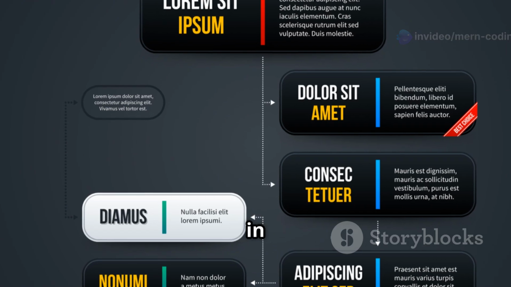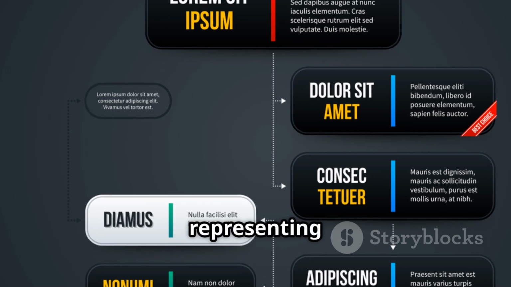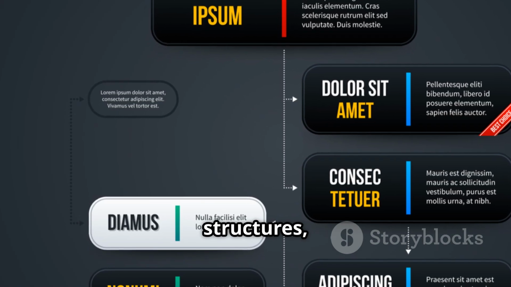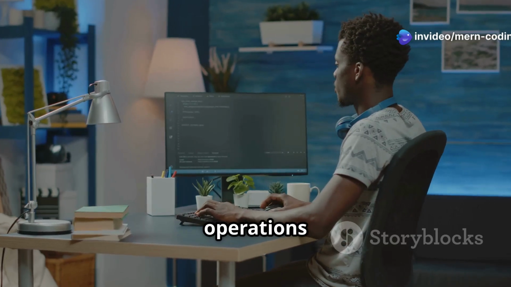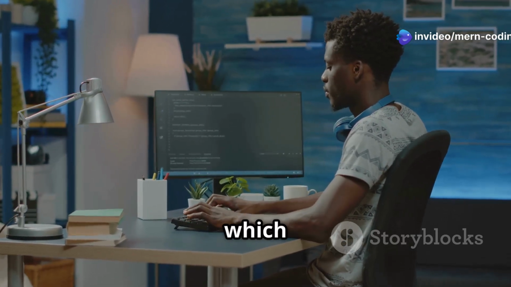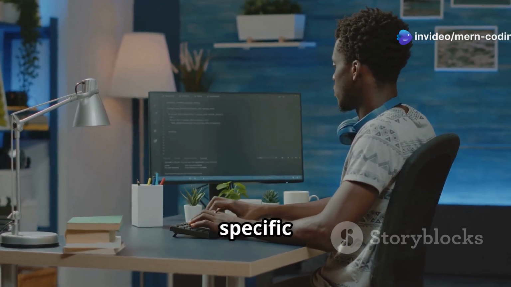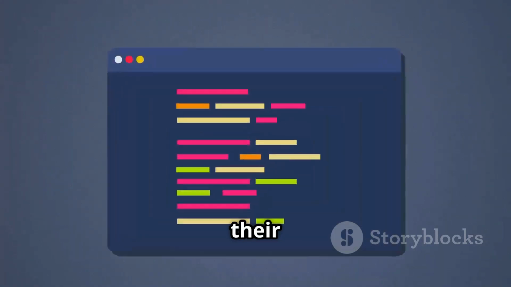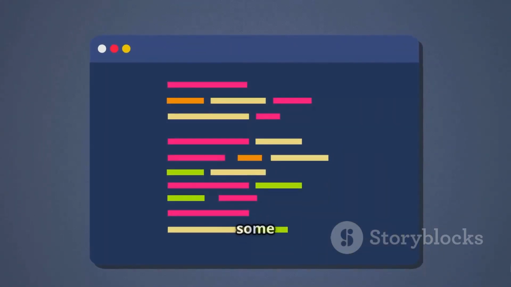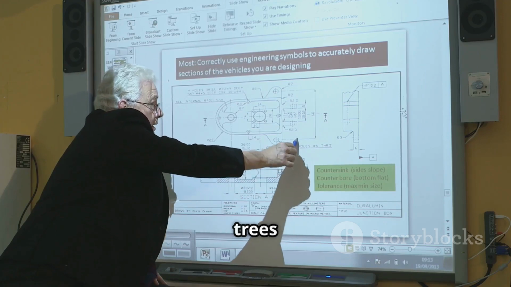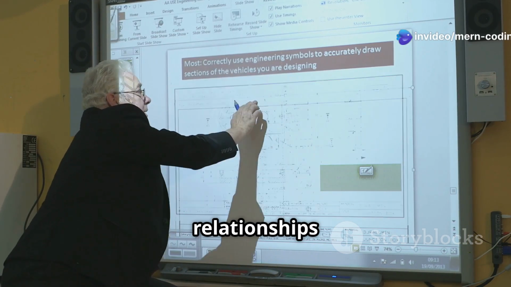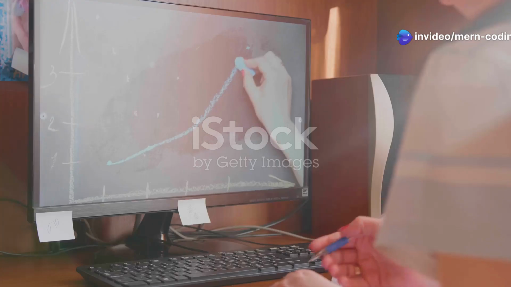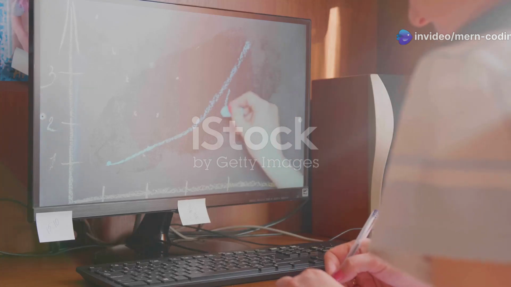Trees are widely used in various applications, such as representing organizational structures, file systems, and decision trees. One of the key operations in a tree is traversal, which involves visiting all the nodes in a specific order. Despite their advantages, trees also have some drawbacks. In summary, trees provide a versatile and efficient way to represent hierarchical relationships and organize data.